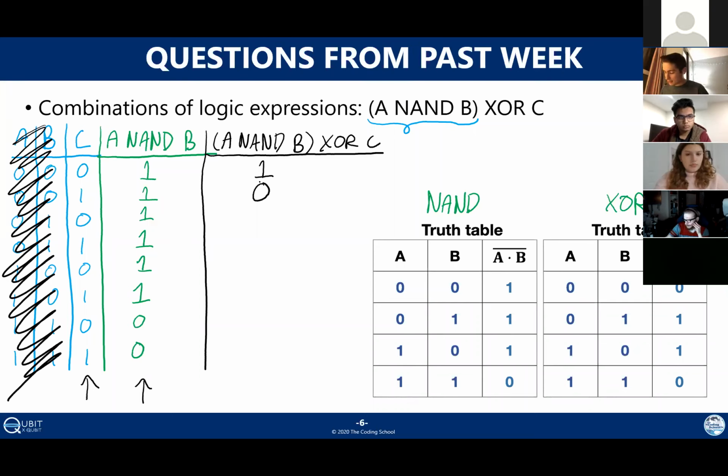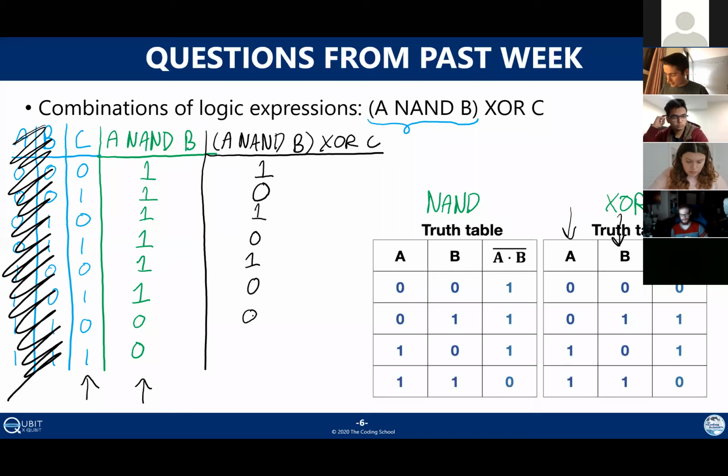And I would just keep on doing this. I would always line up our A NAND B column into the first column of the truth table, our C variable into the second column of the truth table, and then look up what the output should be. And if you do this for this example, you should get something that looks like this, if I've done that correctly. So I hope that clears things up a little bit.